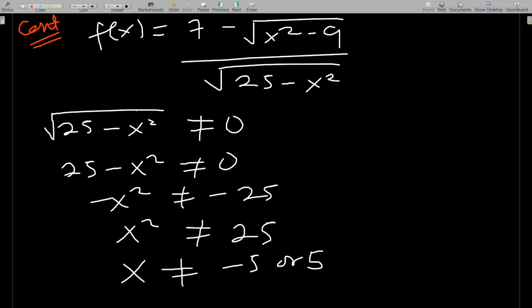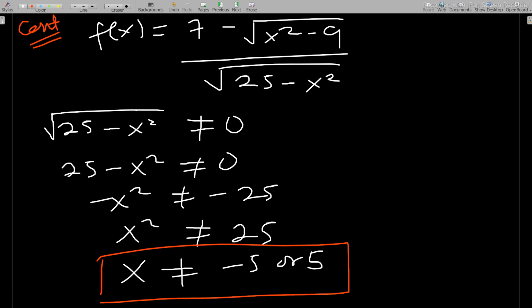So in the first place, for us to get s values that will make this function defined, the first thing, since this is a fraction, the denominator shouldn't be 0. And the denominator is 0 when you have x equals negative 5 and 5. So the first exception is x shouldn't be negative 5 or 5. Okay. Now let's move on to the second one.